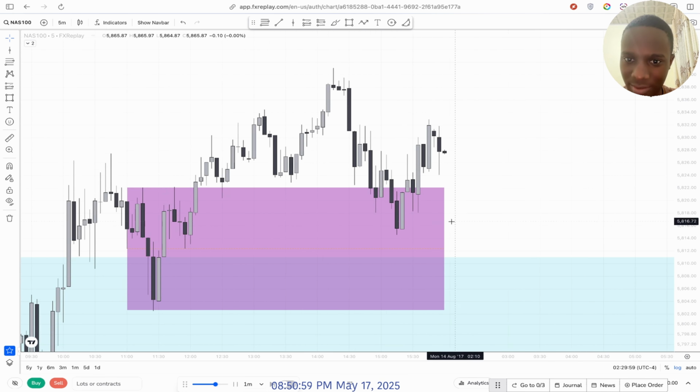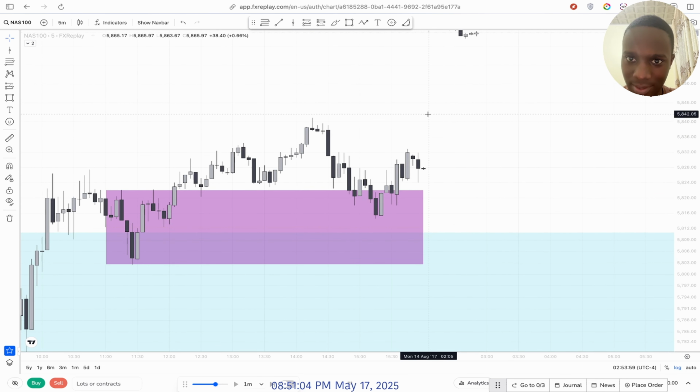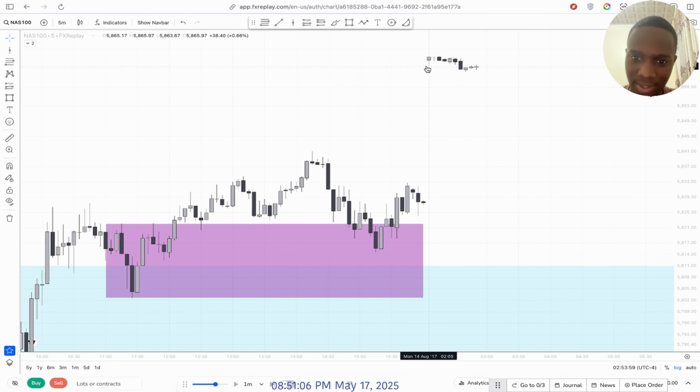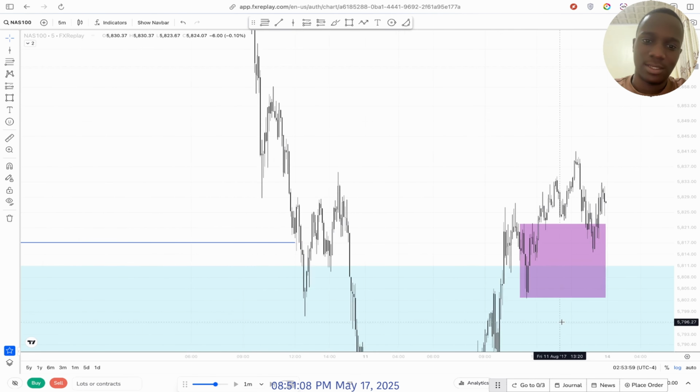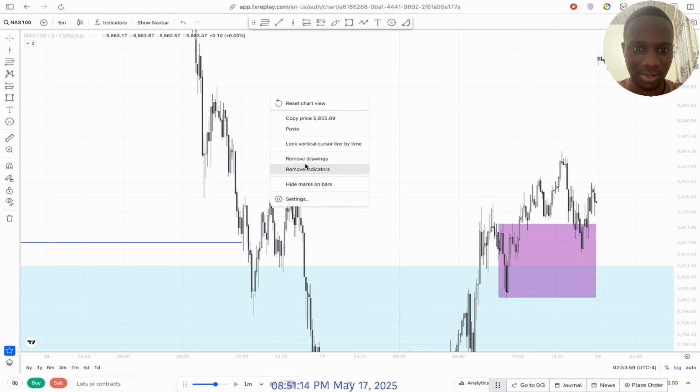Okay, so where did it fly to now? Okay, so it's currently here, so it even took out this level of liquidity. Very nice one. So let's go back to the weekly time frame and remove these drawings.